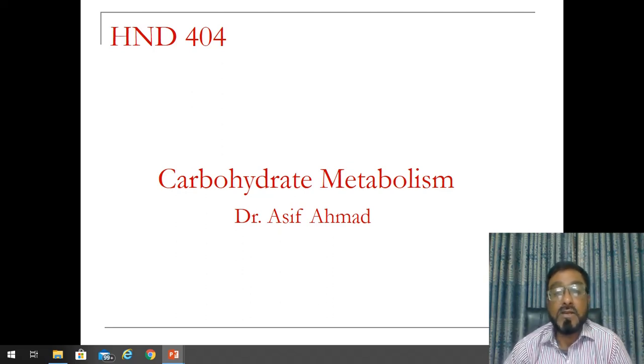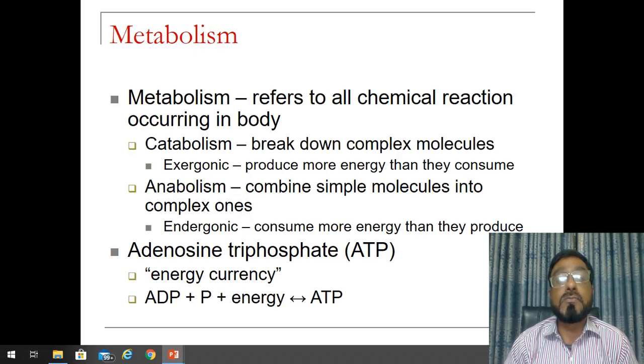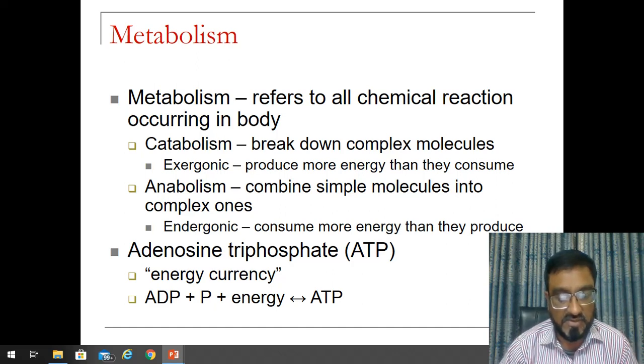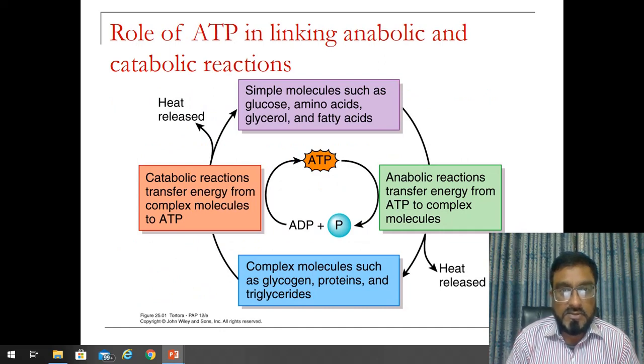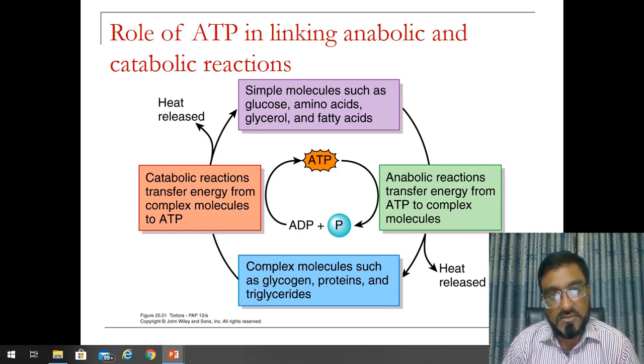Once again, welcome. Today we will be discussing carbohydrate metabolism. So we are now well aware of the terms metabolism, catabolism, anabolism, and ATPs that we have discussed in the previous lectures. So what is the role of this ATP? That is an energy currency for most of the reactions, for anabolic and catabolic types of reactions.